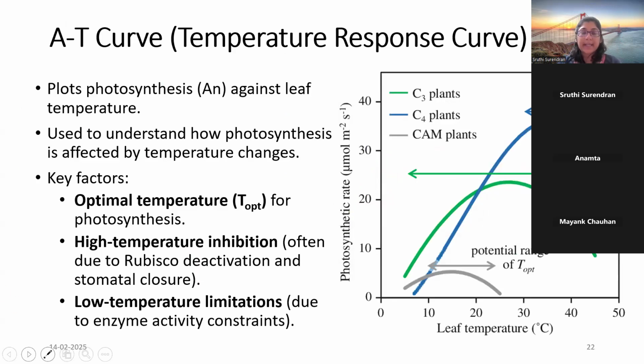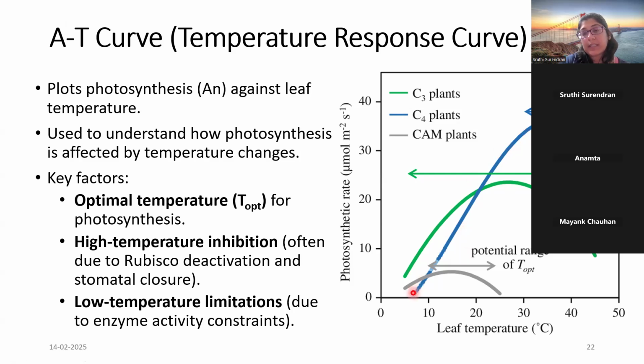Then we looked into the AT curve, which is nothing but the response of photosynthetic rate to changing temperature. Now, this is an important curve when it comes to a lot of parameters in photosynthesis, which are a function of the leaf's temperature. From this curve, we can obtain a lot of parameters that give us values used in all of these equations, corresponding to the leaf temperature.